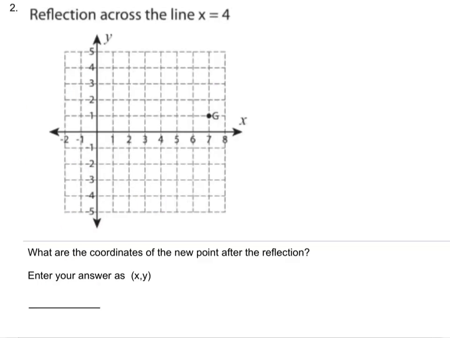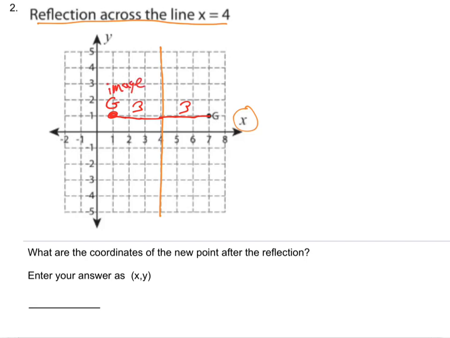So this one, we got the point G there, and they want us to reflect across the line x equals 4. What's the line x equals 4? Well, it's the line that goes right through the x-axis at 4. So we're going to reflect. How do we do it? Remember, we move straight at the reflection line. 1, 2, 3. So then we go 1, 2, 3 the other side. There it is. That's going to be the image of G.